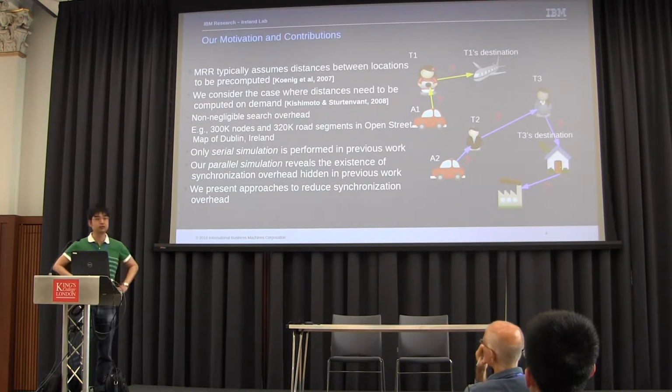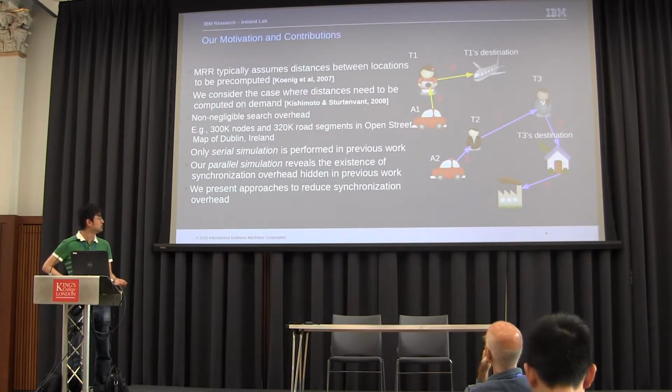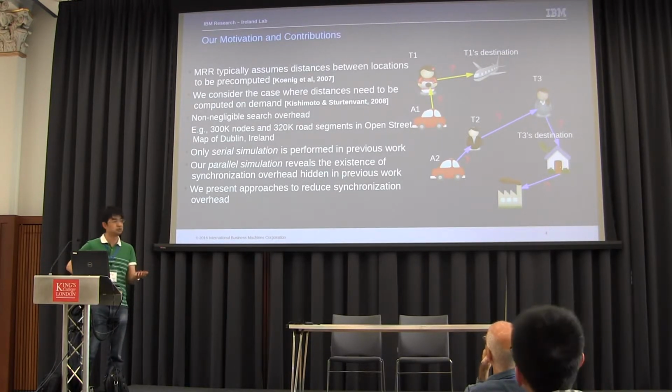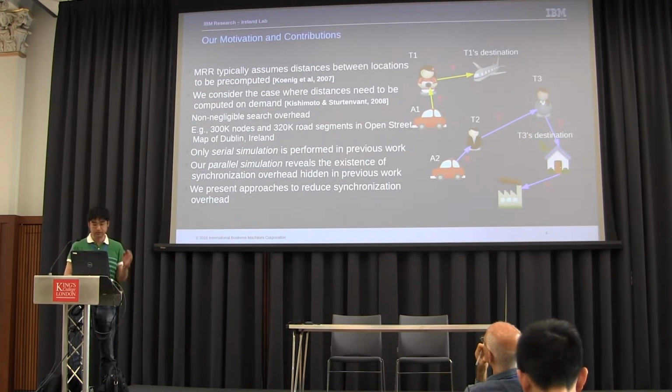And by doing that, we reveal the fact that there's an overhead, especially related to synchronization, which hasn't been considered in the previous work. And then after that, we present two simple approaches in order to reduce such synchronization overhead, even in the sequential simulation, which happens in parallel simulation.